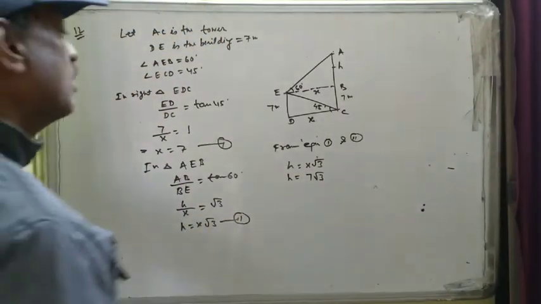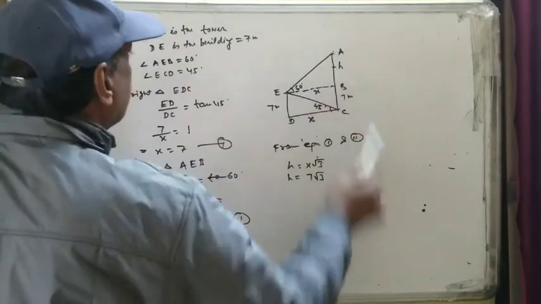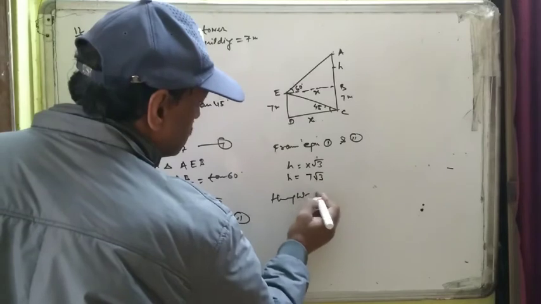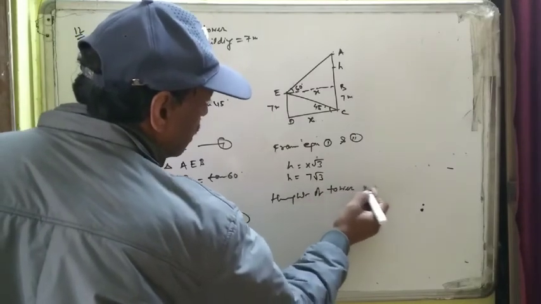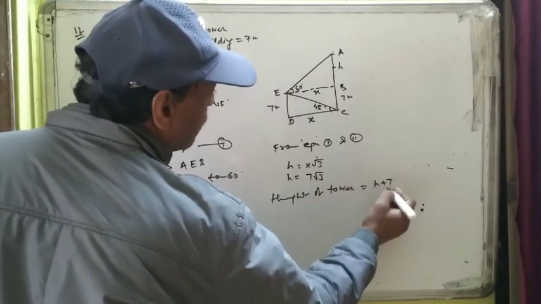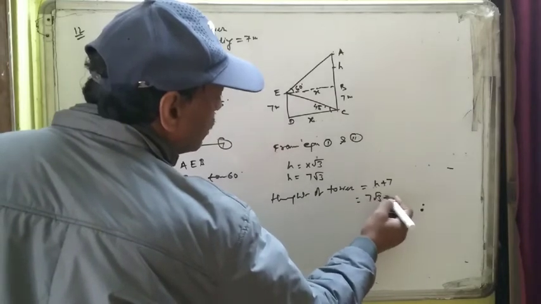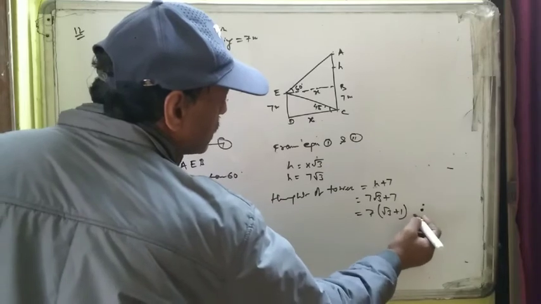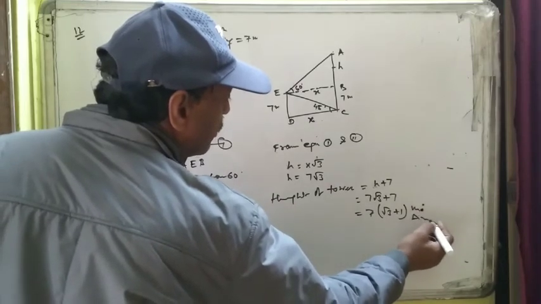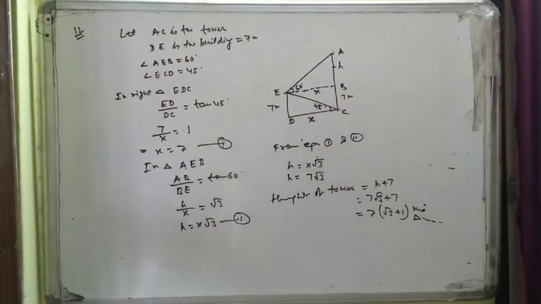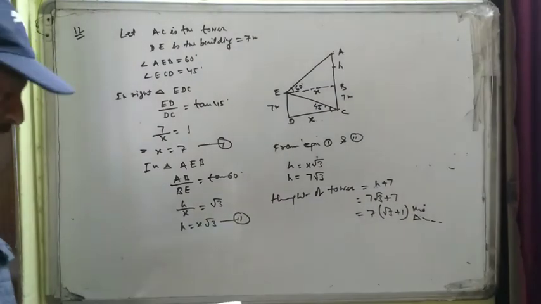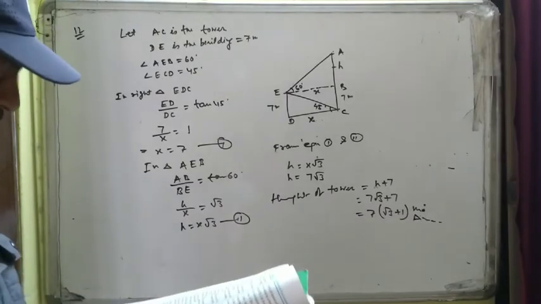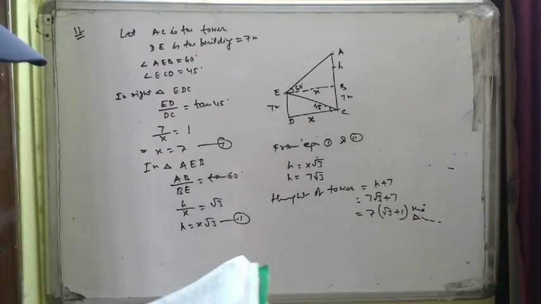We have the value of h, but we need to get the value of the tower. So the height of tower equal to h plus 7, and this is 7 root 3 plus 7. Just take 7 as common, and this is the remaining thing, and it will be the answer. So question number 12. Let us see question number 13 also.